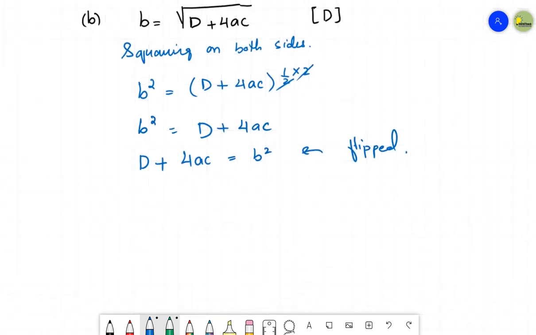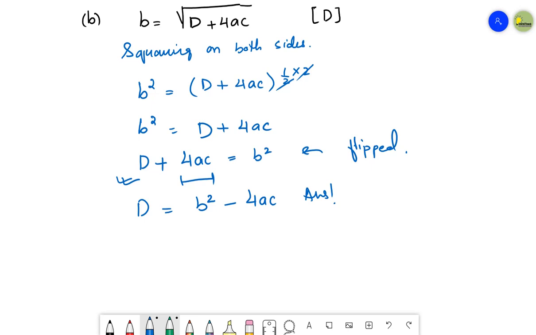After that you have to remove this 4ac. Since you need to make d the subject of the formula, this plus 4ac must be shifted to the other side. And I have already taught you that if anything is adding on one side, it will be subtracted on the other side. So d equals b square minus 4ac. This is going to be your answer.